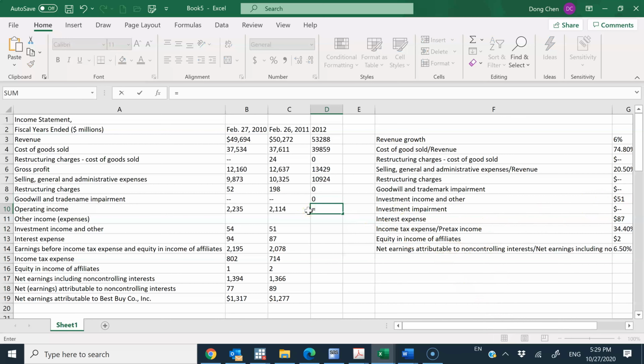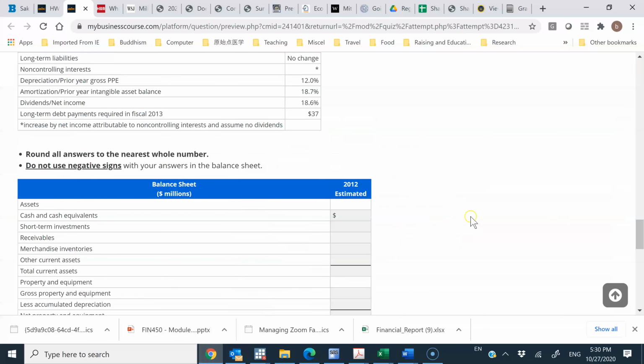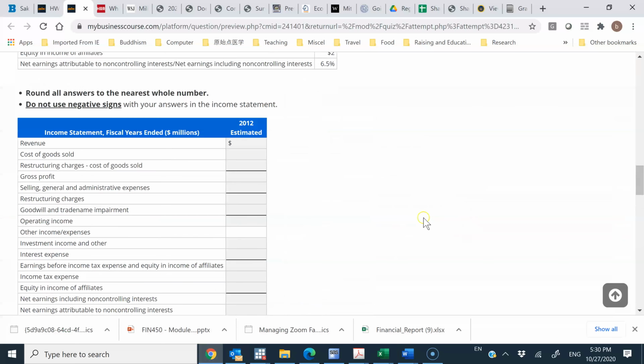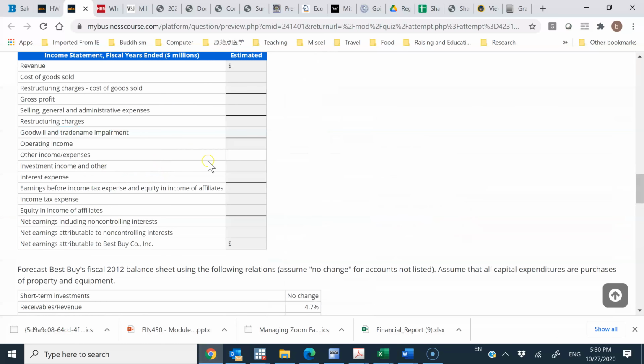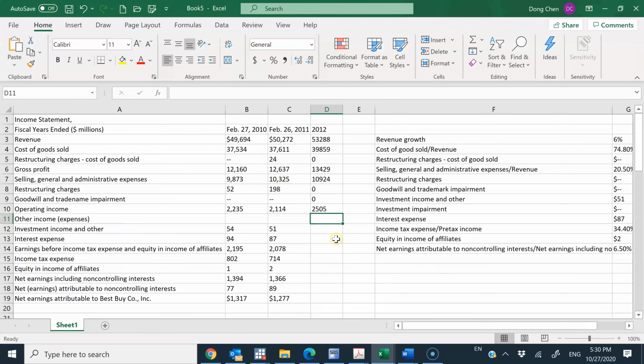Operating income is just the difference between gross profit and the sum of these three items. Because these two are 0, it's basically just the SG&A. And other income. If you go back and look at the blanks here, other income in this case is blocked, which means that we don't have to worry about this item here.